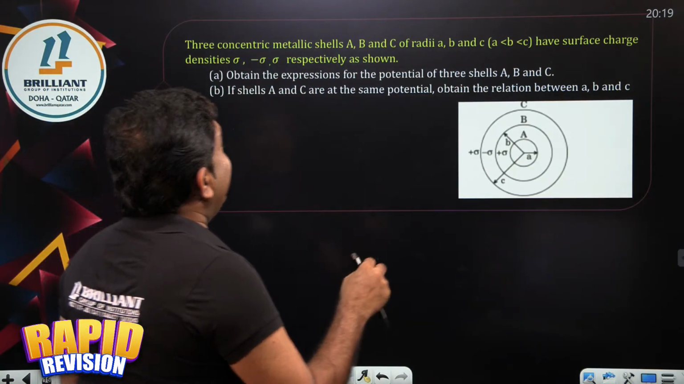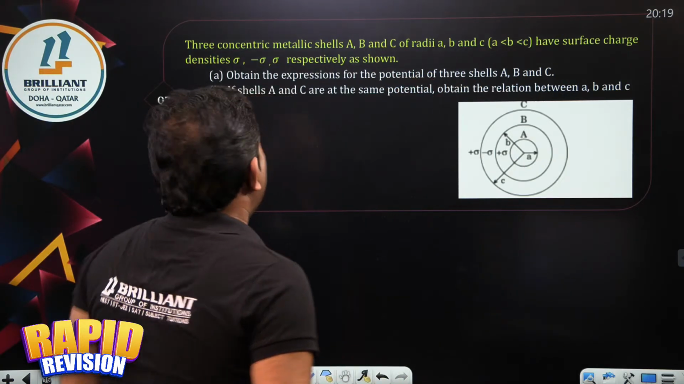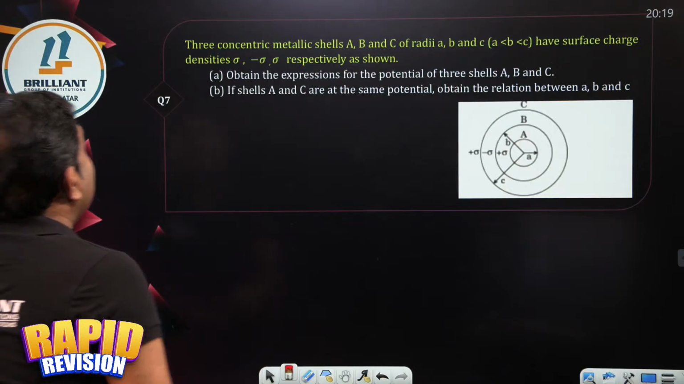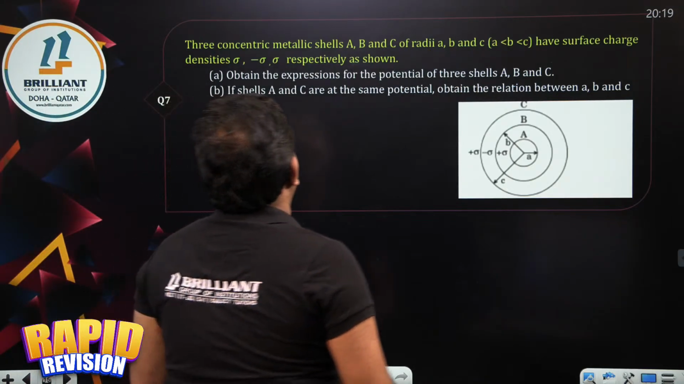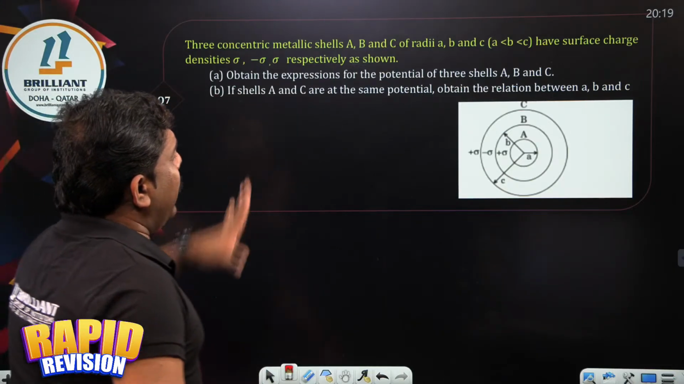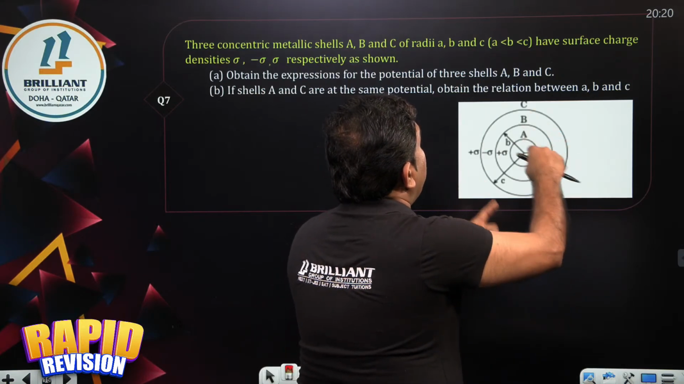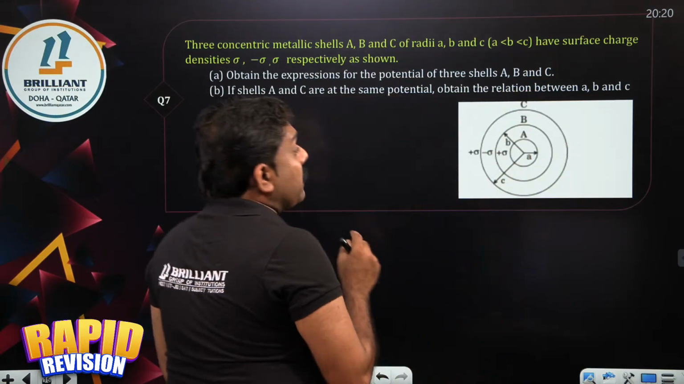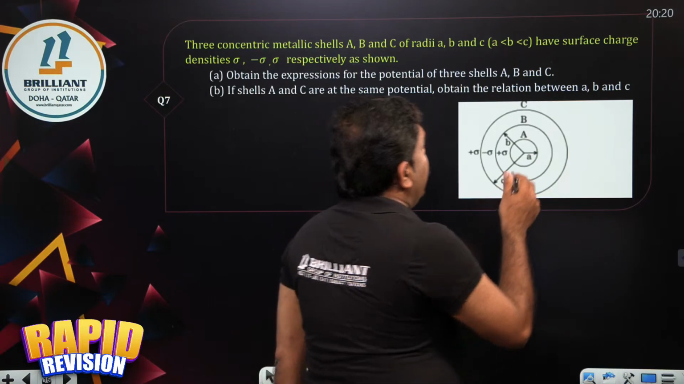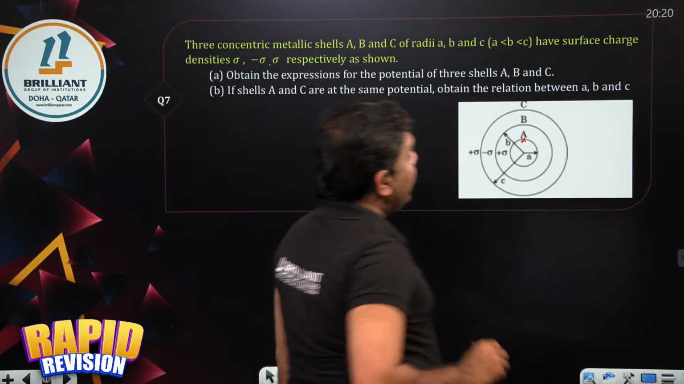Now look, radii A, B and C, A less than B less than C, have surface charge densities sigma, minus sigma and sigma respectively, as shown. Obtain the expression for the potential of the 3 shells A, B and C. So first of all, I want to find the potential on the surface of the shell A.